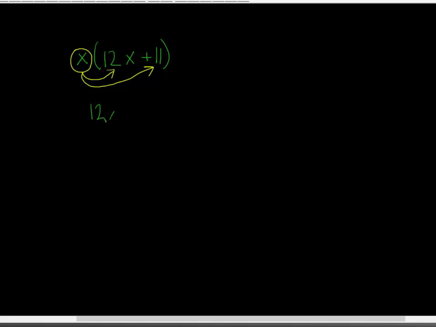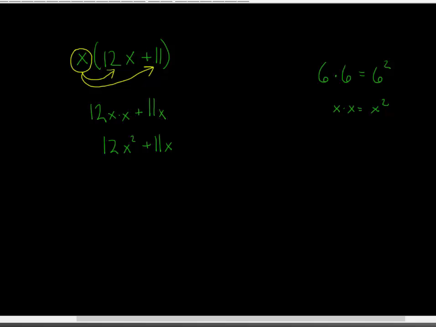12 times x plus 11 times x. And this x times x here, if it helps, think about if you had 6 times 6, you know that's 36, but it's also 6 squared. So x times x isn't any different. We'll just call x times x x squared and change the 12xx to 12x squared plus 11x.